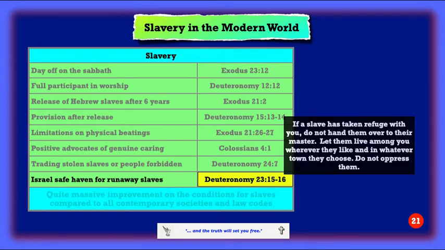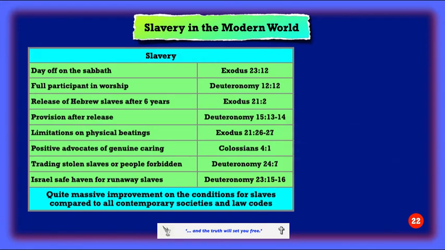These are radical things. You see, if you look at the Old Testament and the New Testament, but I focus more on the Old here, there's a quite massive improvement in the conditions for slaves compared to all the contemporary societies and law codes that existed at the time, and we possess these.